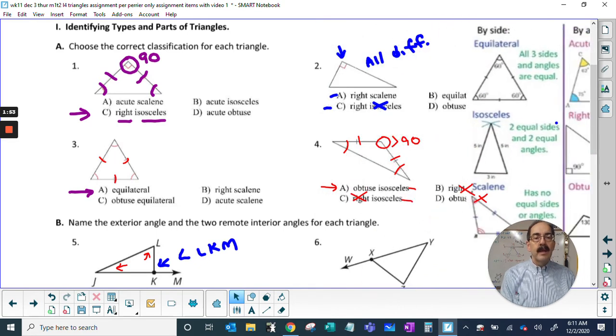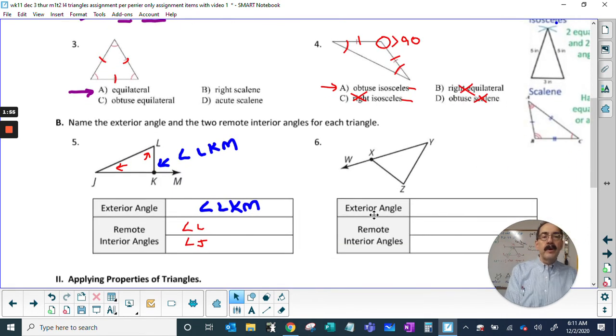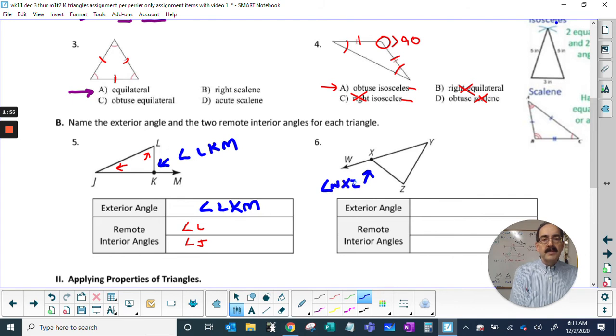Okay. And now we're going to go down, and this was the new vocabulary, exterior angle. So the exterior is out here. So we'll call that angle WXZ. Remote interior, they're away from the exterior, so there and there. Let's just keep it simple, angle Y, angle Z. Cool.